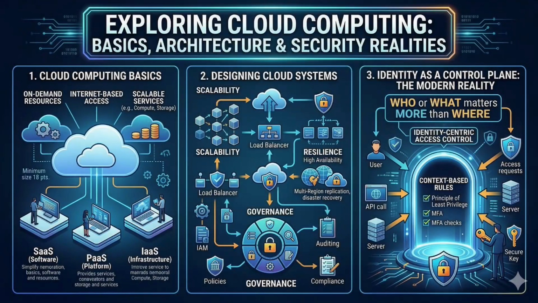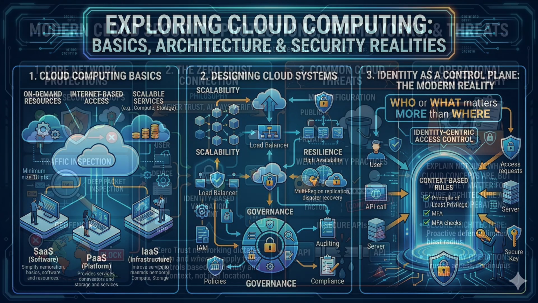In this video, we're going to break down cloud concepts, architecture, and design in a way that connects technical ideas to real-world security decisions. We'll start with the basics of what cloud computing is, then move into how cloud systems are designed for scalability, resilience, and governance. From there, we'll focus on one of the most important realities of cloud security. Identity is now a primary control plane. That means who or what is requesting access often matters more than where the request originated.